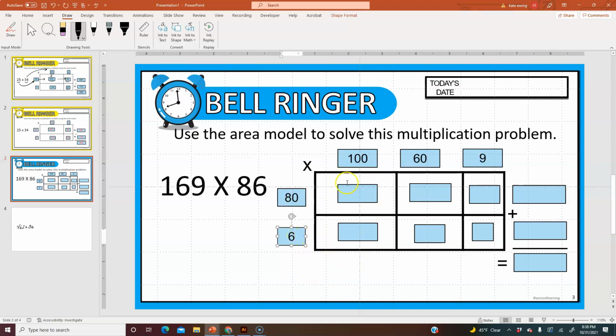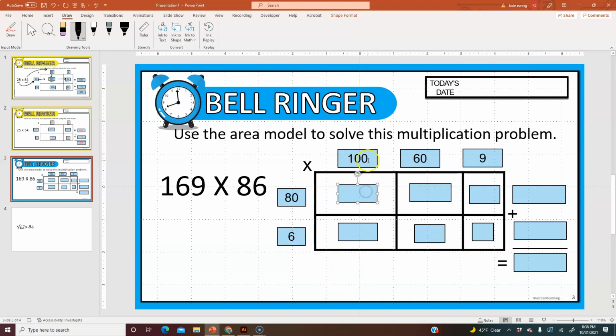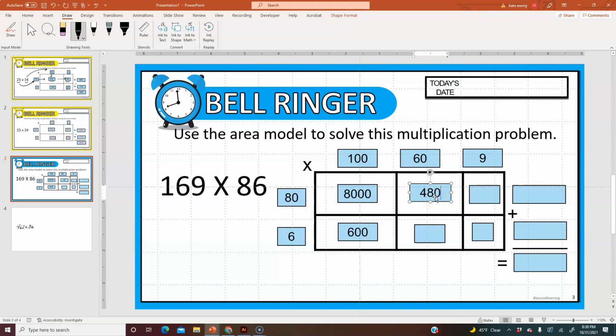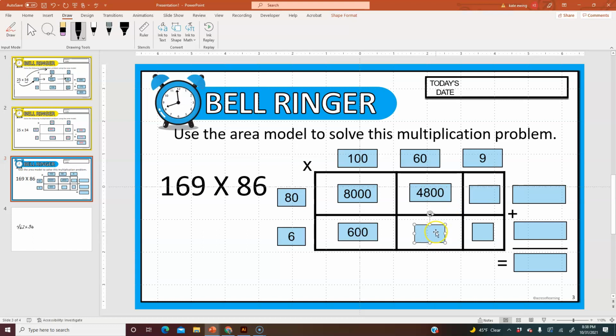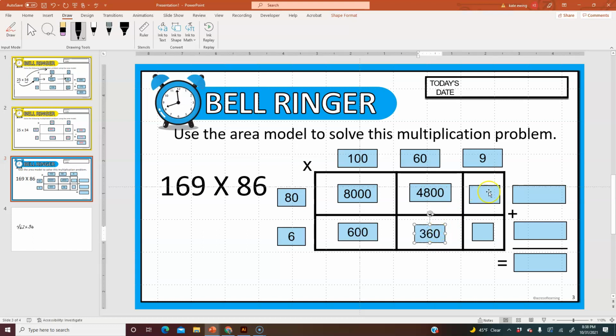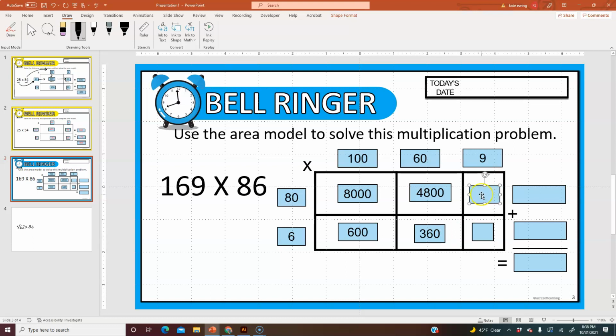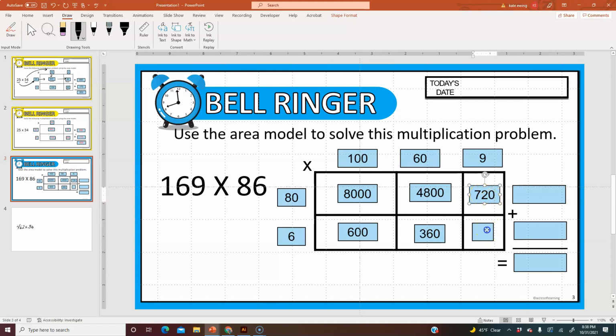Now we're going to do exactly what we did on the other area model. Where the two numbers meet in the box, we're going to multiply them together and put that answer inside of the area model. So 100 times 80 would be 8,000. 100 times 6 would be 600. 60 times 80 is 4,800. 60 times 6 is 360. 80 times 9 is 720. And 9 times 6 is 54.